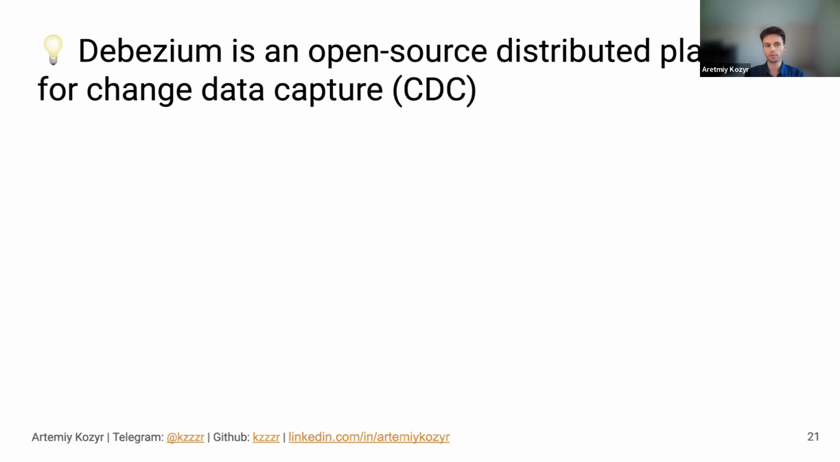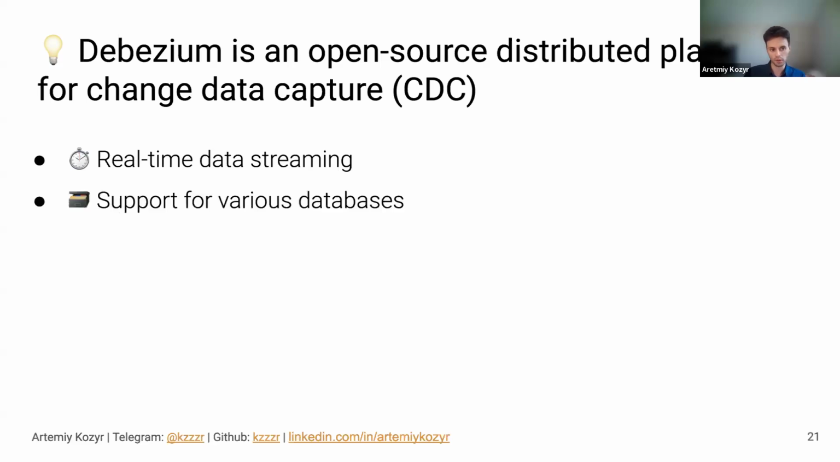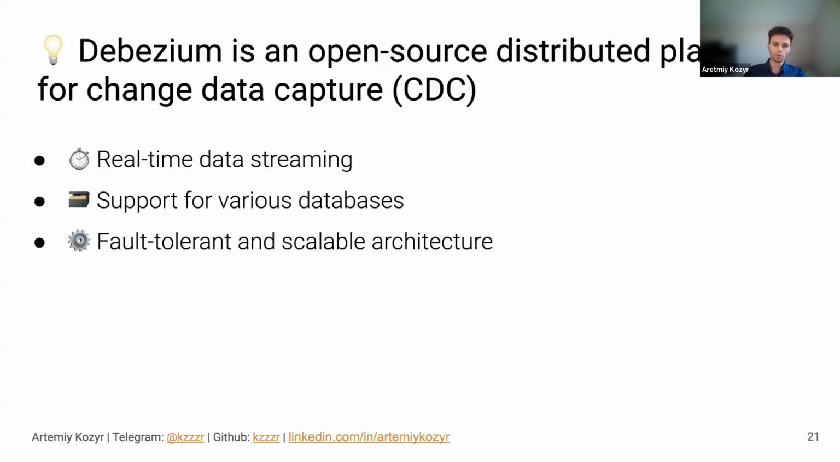Debezium is an open source platform for change data capture. Let's name its core features. First of all, it's real-time data streaming from your source databases. It supports multiple types of databases, and the most popular ones are in the list: Postgres, MySQL, Microsoft SQL Server, MongoDB. Then it's a fault tolerant and scalable architecture. It scales with your Kafka cluster, so the number of Kafka Connect nodes follows the number of Kafka nodes. It scales horizontally, it scales well, and it's fault tolerant.